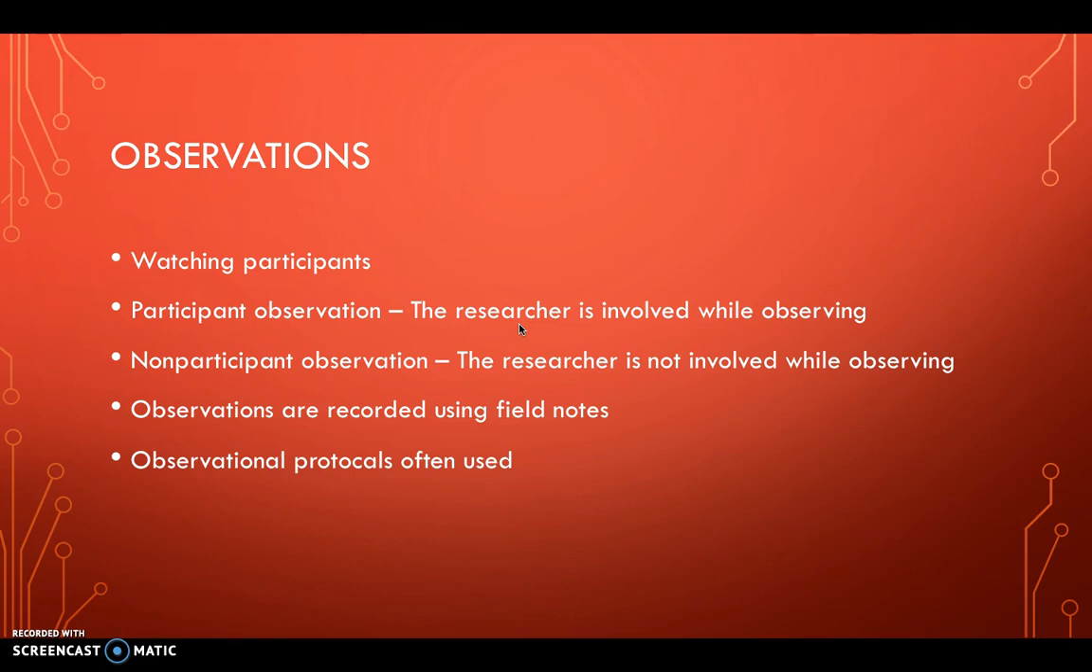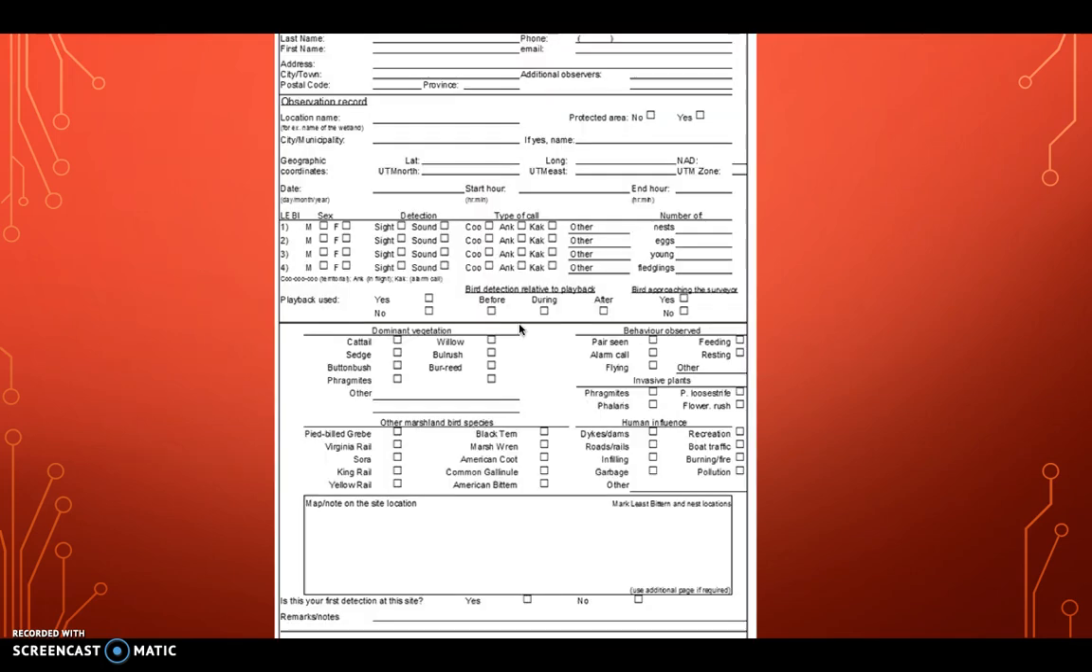And then observations are recorded using field notes, and there are often protocols used that guide your note taking. They might say, how many instances of X, Y, or Z did you see? And there's often a guide. So this is an example of an observation protocol. The researcher can mark down the different items that they have seen during this behavior or during this observation. This is for animals, but it could be used for humans or whatever else you might use.